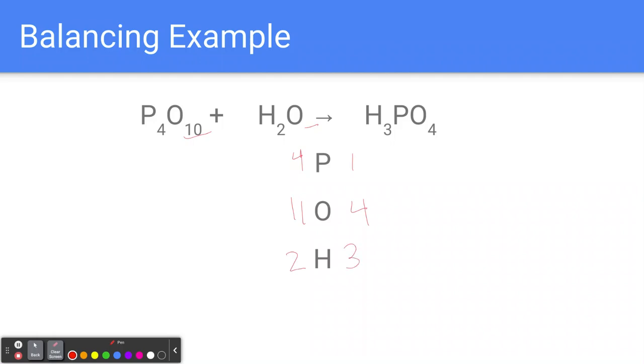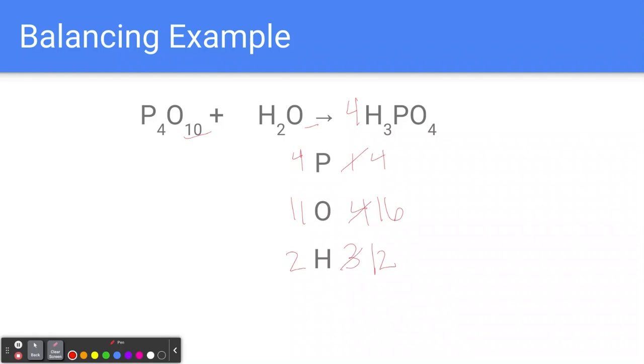So the one I'm going to start with first here would be phosphorus, trying to get our phosphorus balanced, and then we'll deal with the rest. So to get my phosphorus balanced, I'm going to put a 4 over here. When I put a 4 over here, it's going to change everything on the right side. So I got 4 phosphorus. I now have 4 times 4 gives me 16 oxygens. And then 4 times 3 gives me 12 hydrogens.